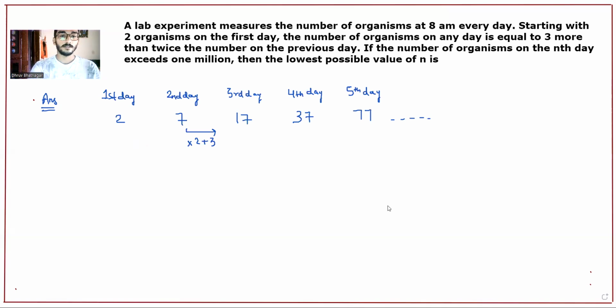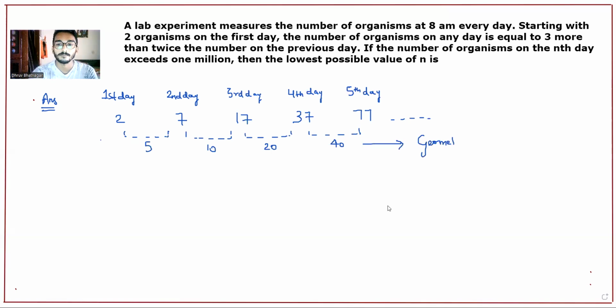Now let's decode if there is a common pattern between two numbers. So the difference here is 5, the difference here is 10. It is 20 and 40 and so on. So we can see the difference between the terms of the main sequence, the difference between two terms, is a GP going on. So I can say this is our geometric progression.